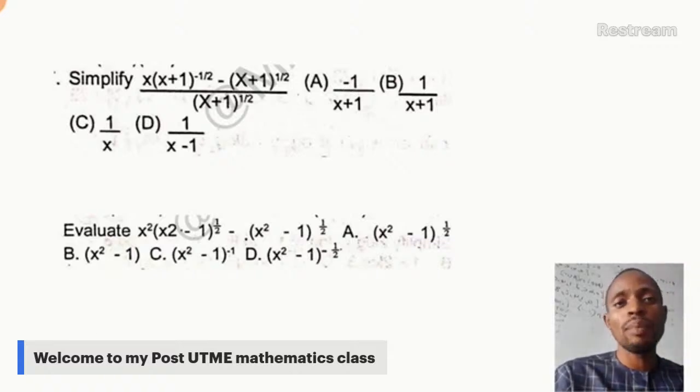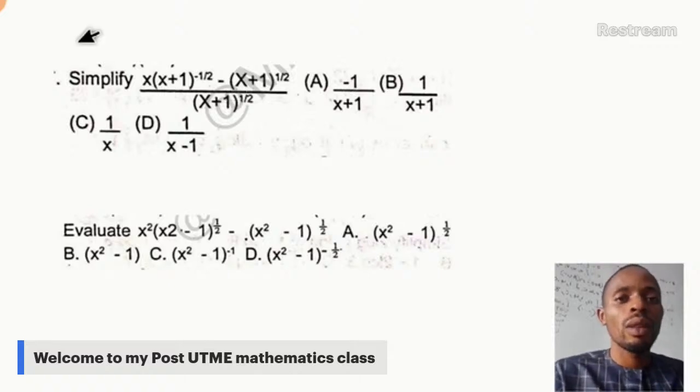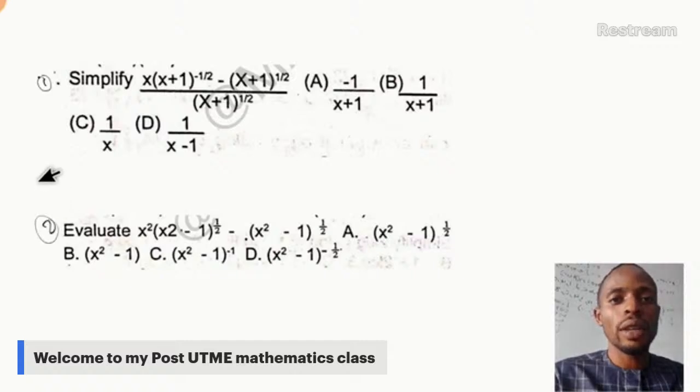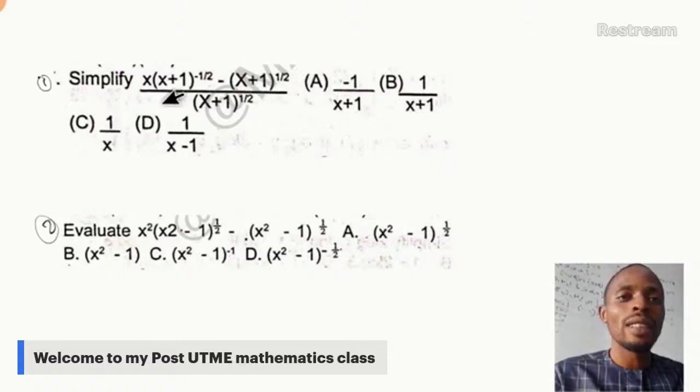The question says to simplify. So we have question one and question two here. Question one says: simplify s open bracket s plus 1 close bracket raised to the power of minus half, plus minus open bracket s plus 1 close bracket raised to the power of half, divided by s plus 1 close bracket raised to the power of minus 1.